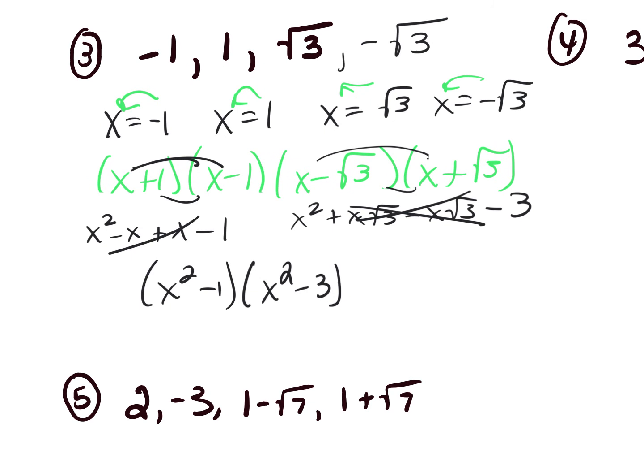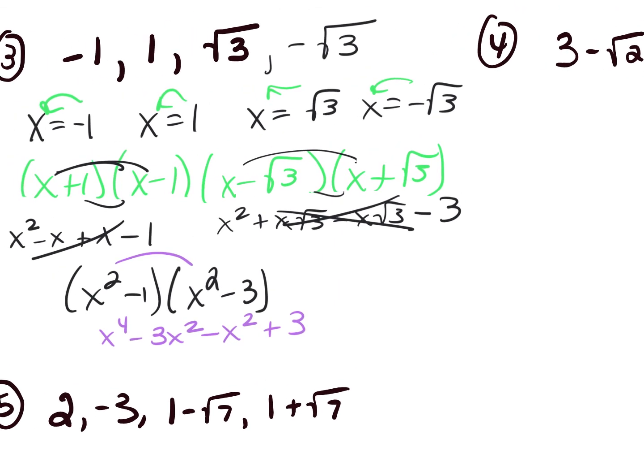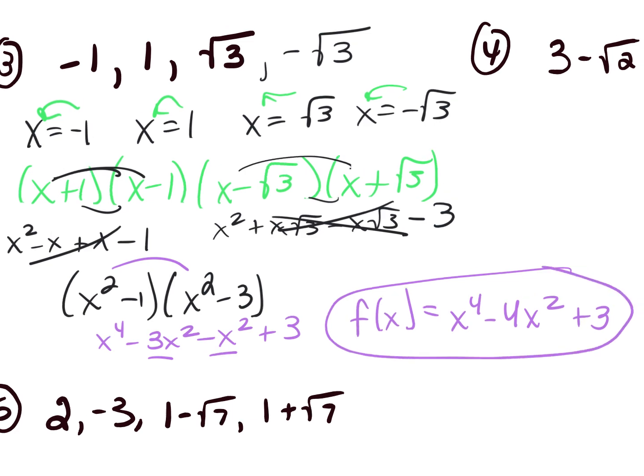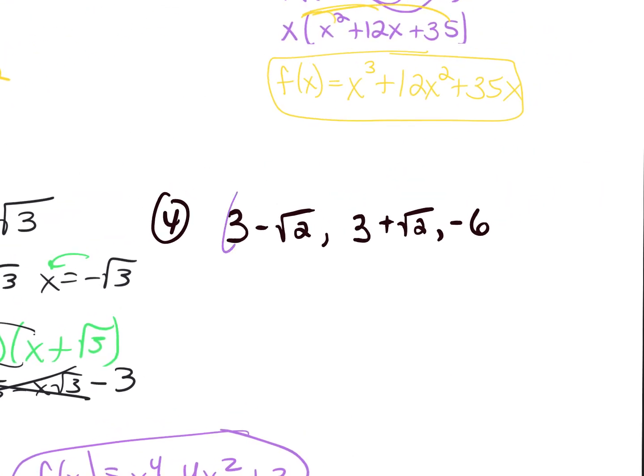And now we're going to go ahead and FOIL those together. So x squared times x squared is x to the 4th. X squared times negative 3 is negative 3x squared. Negative 1 times x squared is minus x squared. And negative 1 times negative 3 is positive 3. So now when we combine like terms, we're going to have our f of x, g of x, whatever you want to call it. But you have x to the 4th. Negative 3 and a negative 1 is going to give you minus 4x squared. And then we have plus 3. And there's your polynomial. So again, here we have 3 answers, 3 roots.